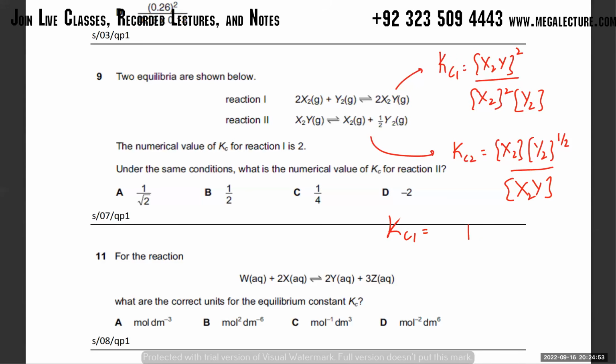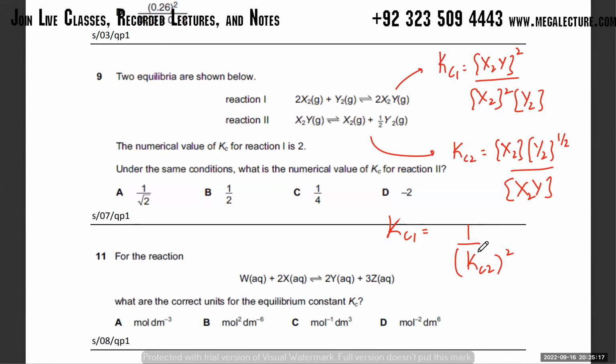Kc2 made upside down, but x2y should be on top and this thing should be at the bottom and it should be squared, right? If I square it, it becomes exactly this. It will become x2y squared, x2 squared, and y would become power 1. Okay, is that clear? That's the relationship between the two. Is that clear? Yes, sir.